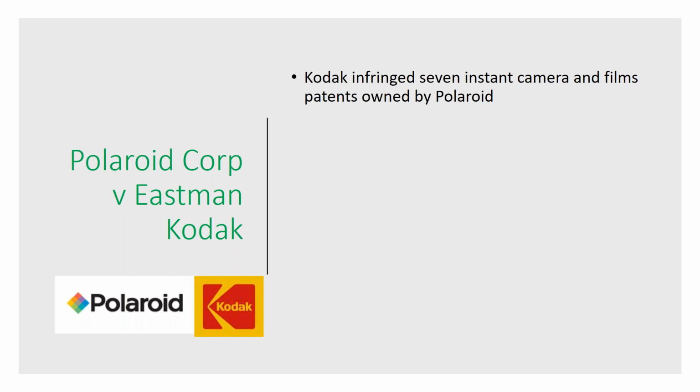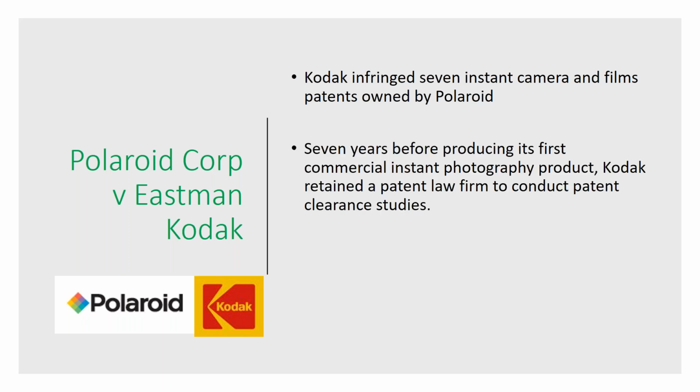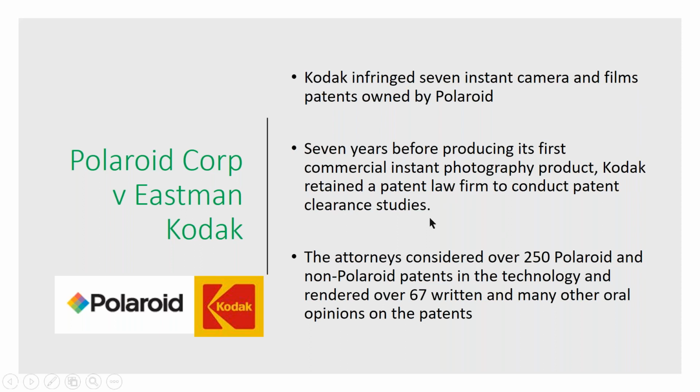In this case, Kodak infringed 7 instant camera and films patents that were owned by Polaroid. But the interesting thing is that Kodak did thorough due diligence right in the beginning, and they hired a good team of attorneys, and they took various opinions on infringement. So 7 years before producing its first commercial instant photography product, Kodak retained a patent law firm to conduct patent clearance studies. But in spite of this, they happened to infringe the patents of Polaroid.